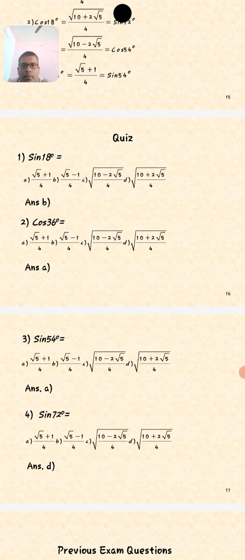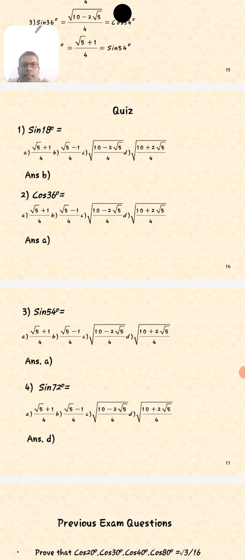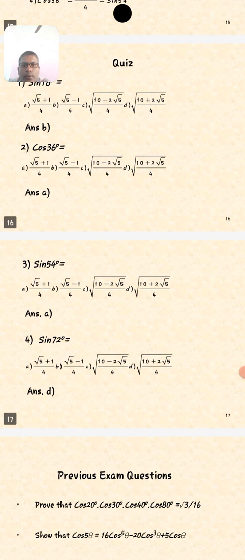Same way, number 2 question. Cos 36 degrees is equal to what? Here option A is root 5 plus 1 by 4. Option B is root 5 minus 1 by 4. Option C is square root of 10 minus 2 root 5 by 4. Option D is square root of 10 plus 2 root 5 by 4. Here the answer for cos 36 value is option A, that is root 5 plus 1 by 4.